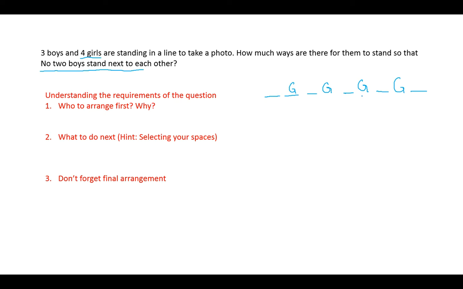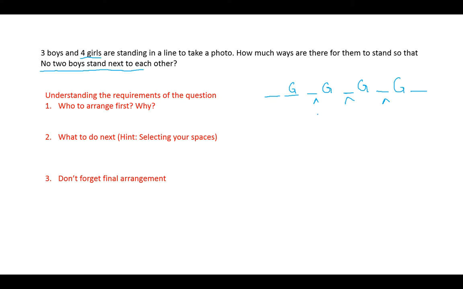Now let's understand how this methodology helps us in solving this question. See, if I arrange the girls like this and then I start putting the boys, I can only put boys in these spaces. It means if I put a boy here, I can only put the next one either here or here, and automatically there is a girl that comes between them.